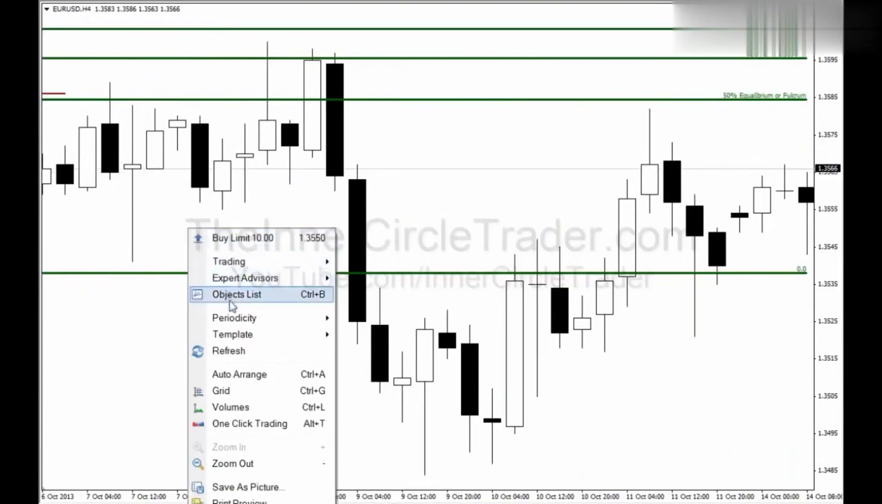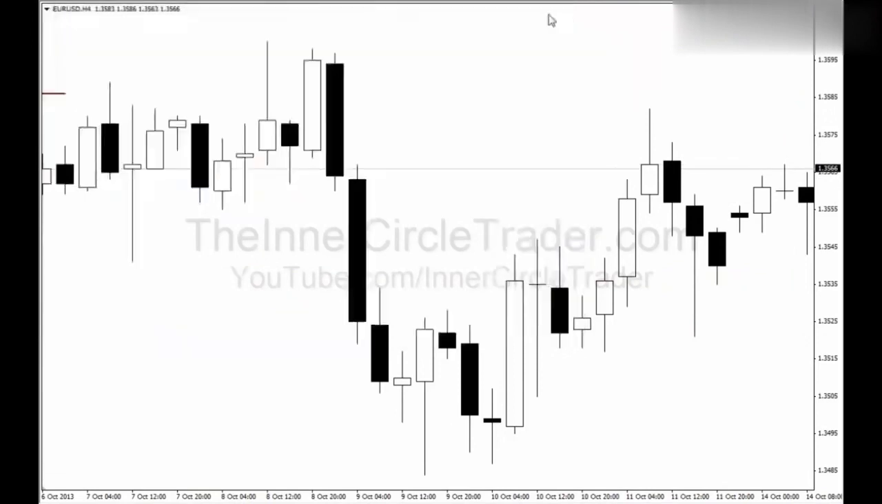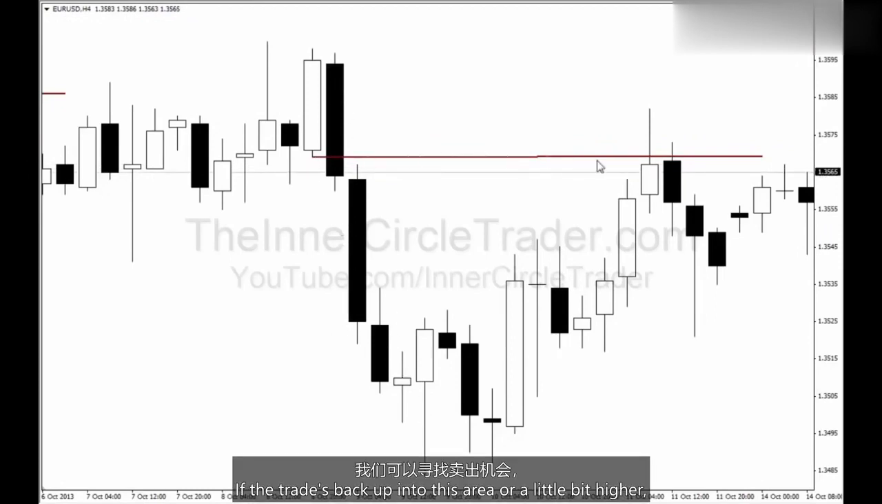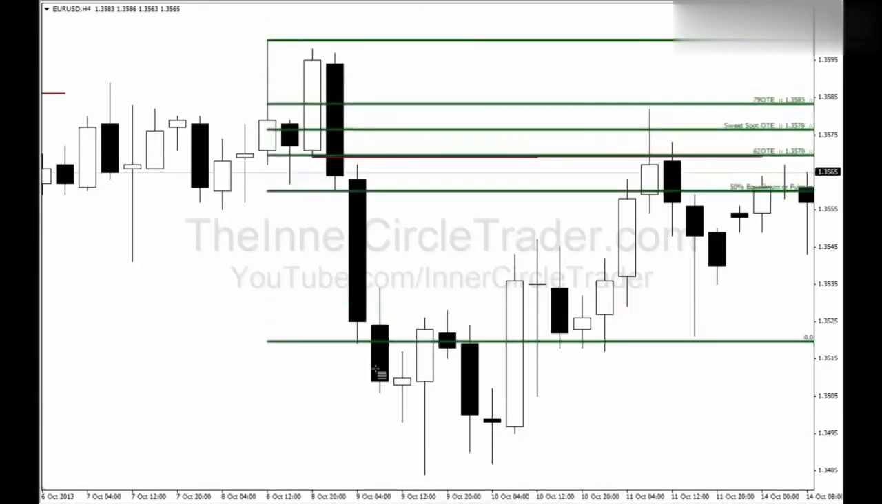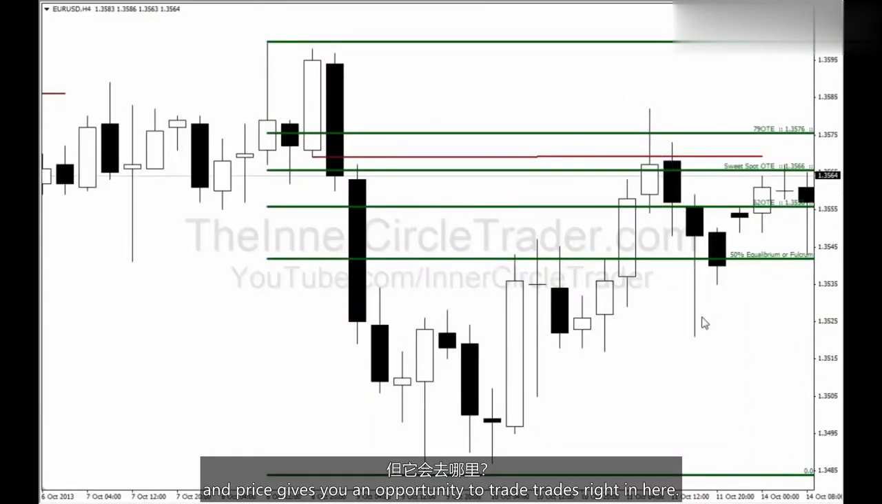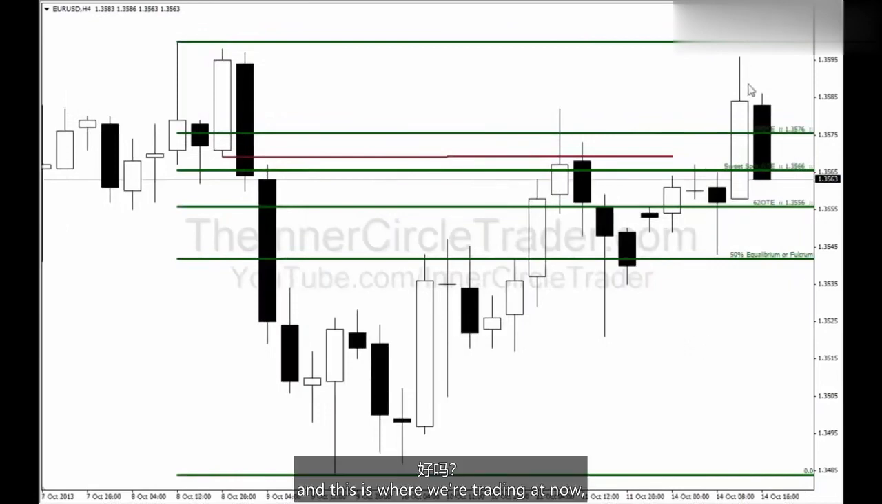Let's get the fib off. Okay, we have an order block here. Price slipped lower. If it trades back up into this area or a little bit higher, we could look for a sell. And price gives you an opportunity to trade right in here. But where does it go? Right back into an old order block, sent it higher here. And this is where we're trading at now.